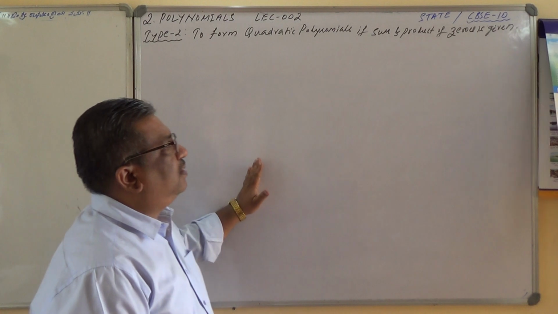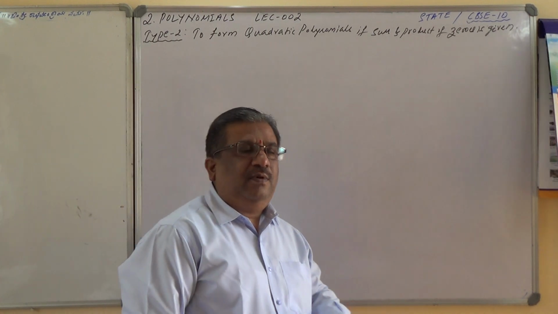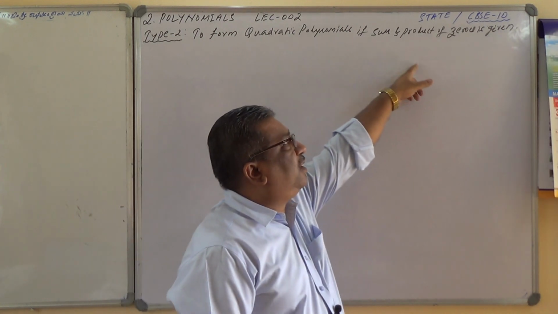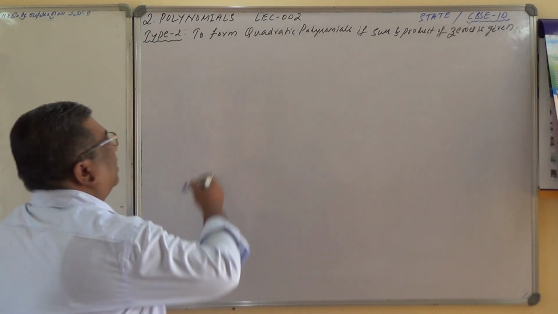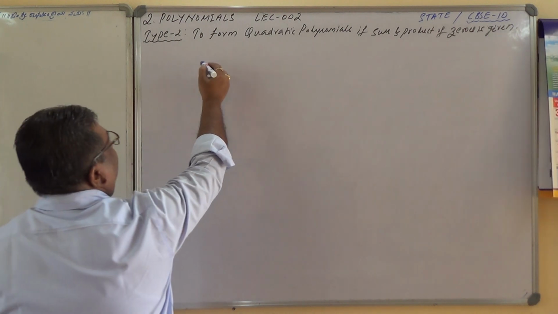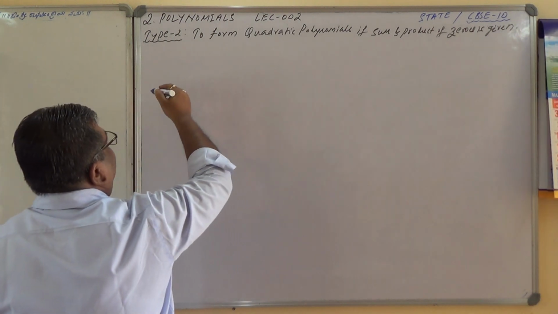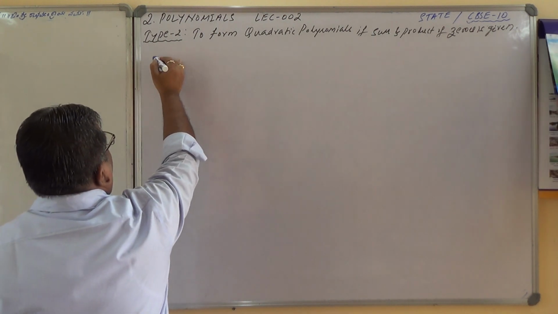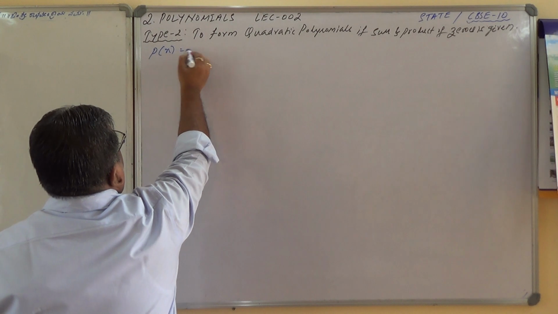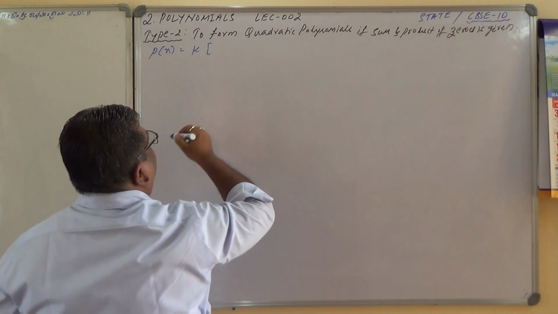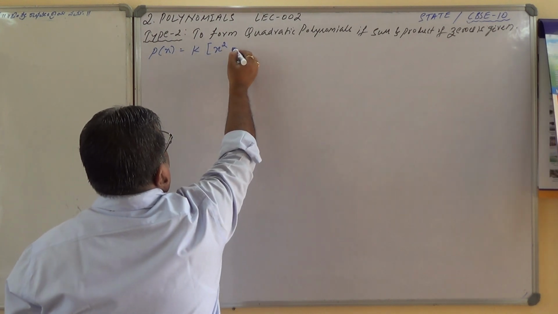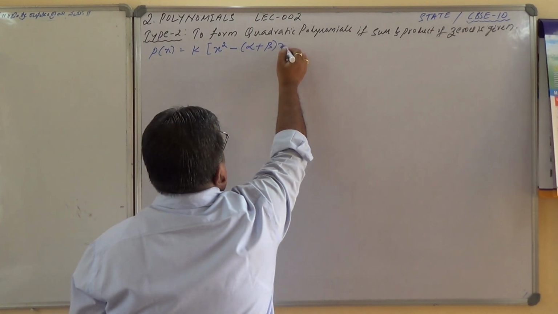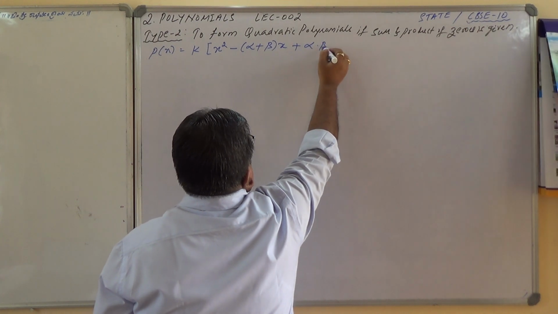Here this is type 2, category 2. How to form the quadratic polynomials if the sum and product of zeros is given. General formula: if the sum of zeros and product of zeros is given, then how do you form a quadratic polynomial? It is p of x equals k times, where k is a non-zero constant, x square minus sum of zeros into x plus product of zeros.